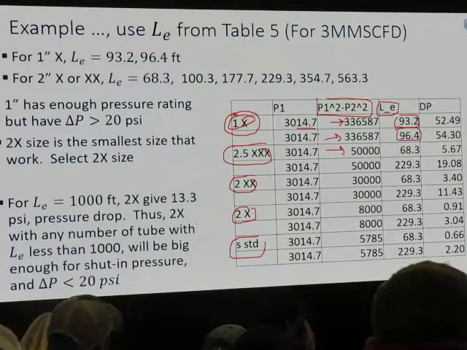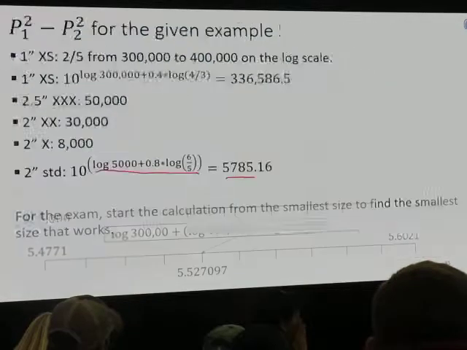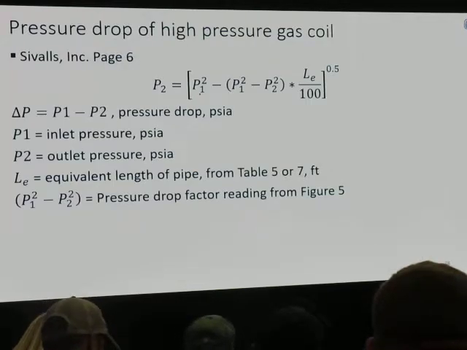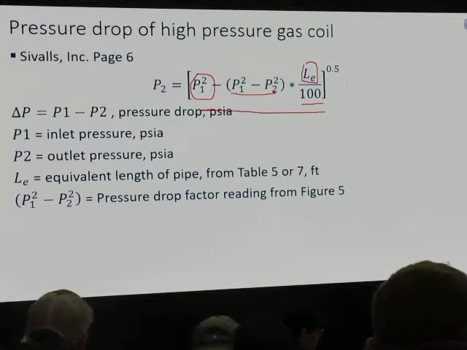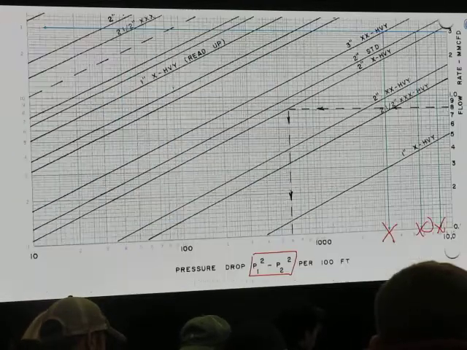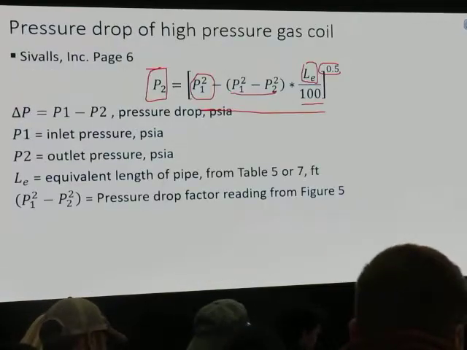Right now, I know almost everything for that formula. That's my formula. I know this term. I have P1, I can do P1 squared. I have L sub E, I can divide it by 100, right? I can put everything together and raise to the power of 0.5. Then I can calculate P2. Good? And P1 minus P2 will give me the pressure drop. Okay. That is in the exam, for sure. The pressure drop calculation.